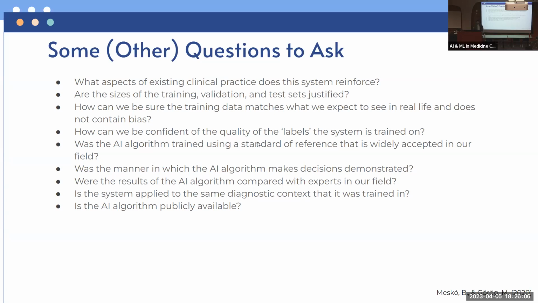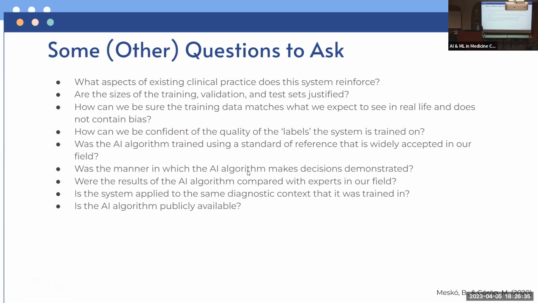So the ground truth: did you give this to a medical expert who actually knows what they're looking at? Or did you give it to, for example, a trainee who is very new to whatever you're trying to label? And then, was the AI algorithm trained using a standard of reference that's widely accepted in that specific field? If it's in radiology, they have their own standards of reference. If it's in pathology, they have their own standard of reference. So you need to go with those.